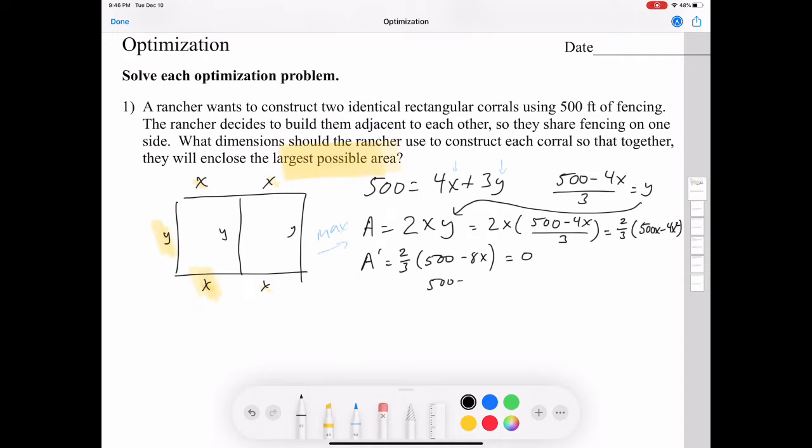When 500 minus 8x equals 0, we're going to go ahead and subtract 500 and then divide by negative 8. x equals 500 over 8. We can reduce this to x equals 125 over 2. Okay, so that's our x value.